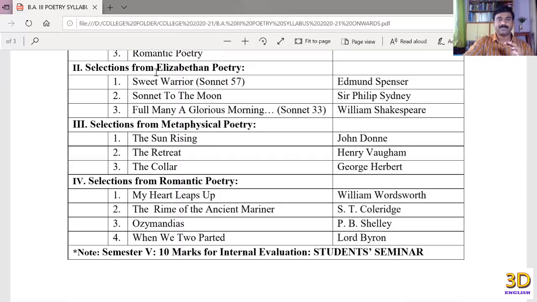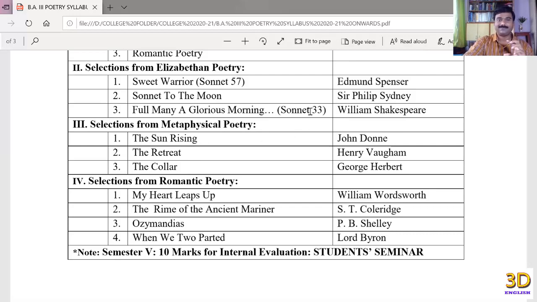In the second section, we will learn about selections from Elizabethan poetry. So three poems will be there which are the product of Elizabethan poetry. First is Edmund Spenser's Sweet Warrior. It is also entitled sonnet number 57. Then we have Sir Philip Sidney's sonnet to the moon. And finally, how can we forget William Shakespeare? William Shakespeare's Full Many a Glorious Morning. So it is sonnet number 33.